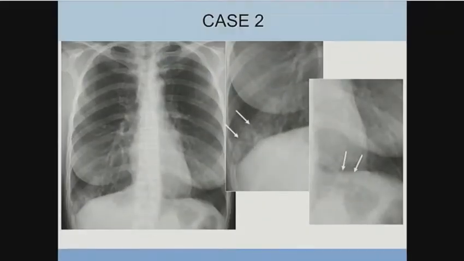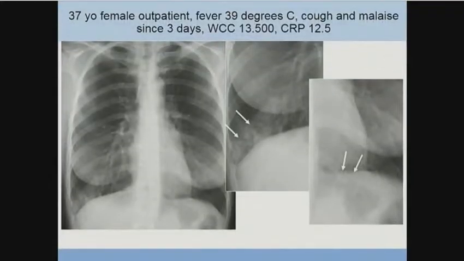So here is case number 2. This is a 37-year-old female outpatient, so quite young. She presents with high fever, cough, and malaise since 3 days. She has an elevated white cell count and elevated CRP. What we see here in the chest X-ray is the upper lungs are mainly clear, but if you look at the lower lungs and at the close-up view, you can see that there are a number of patchy abnormalities in the right lower lobe, but also in the lower lobe behind the heart.